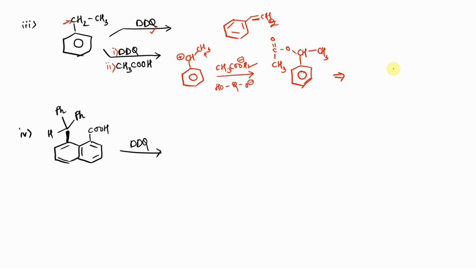I'll rewrite the structure in order to have a clear structure of the compound. We have a benzene ring, benzylic carbon with one hydrogen, CH3 group, and it is attached to CH3COO. So this is the compound which you get when you treat ethyl benzene with DDQ and CH3COOH.